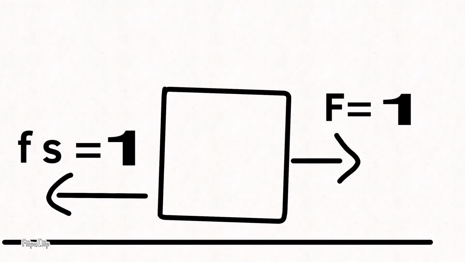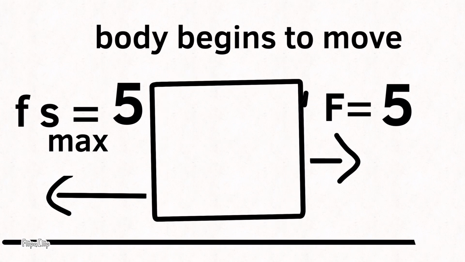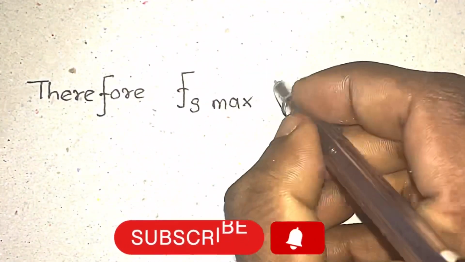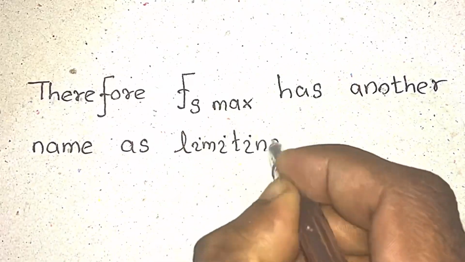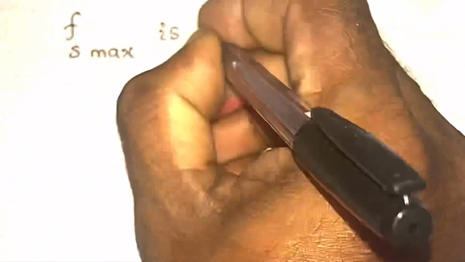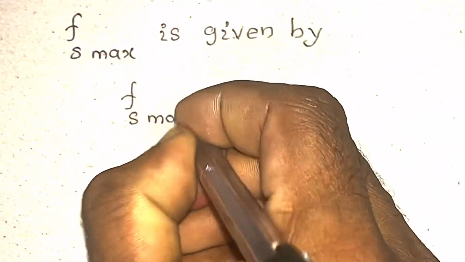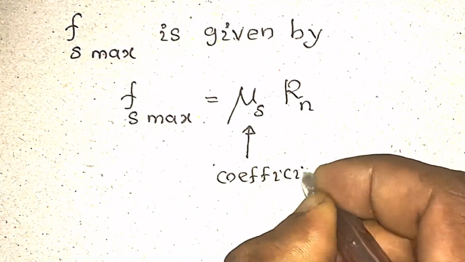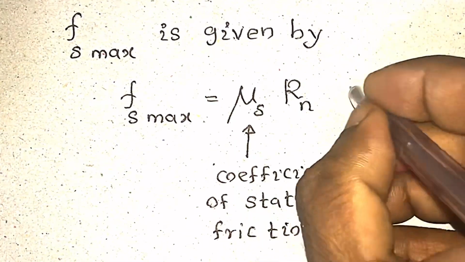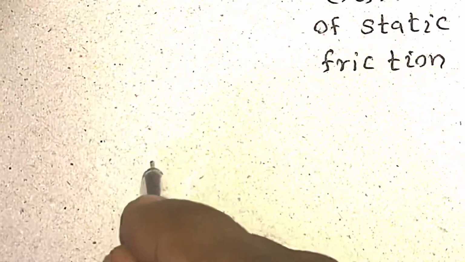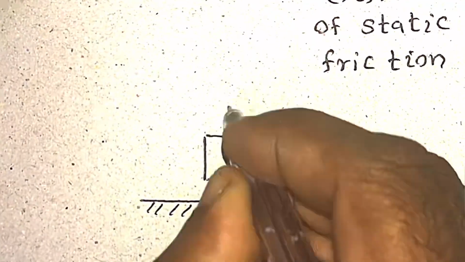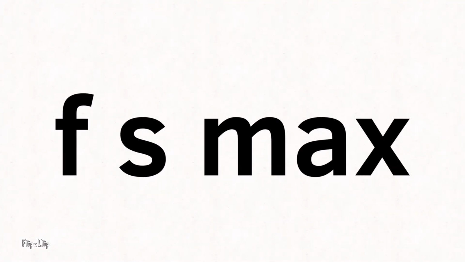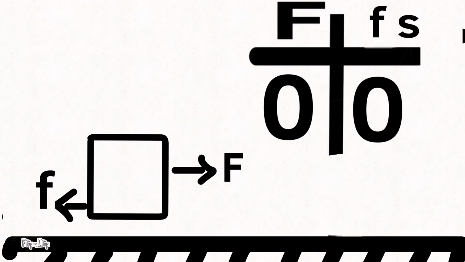The magnitude of Fs has a maximum value Fs max when the body begins to move. Therefore Fs max has another name: limiting frictional force. Fs max is given by Fs max equals μs Rn, where μs is the coefficient of static friction and Rn is the magnitude of the normal reaction which acts on the body perpendicular to the base of the surface. If the force F exceeds Fs max, the body slides on the surface.